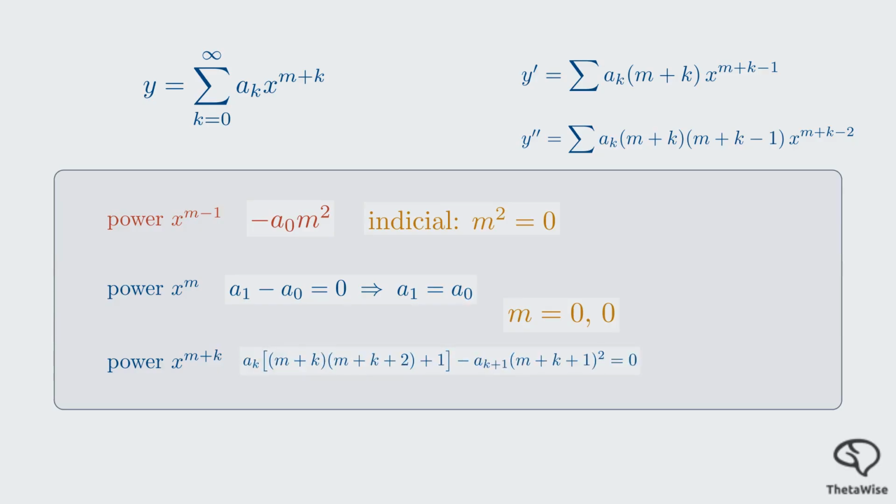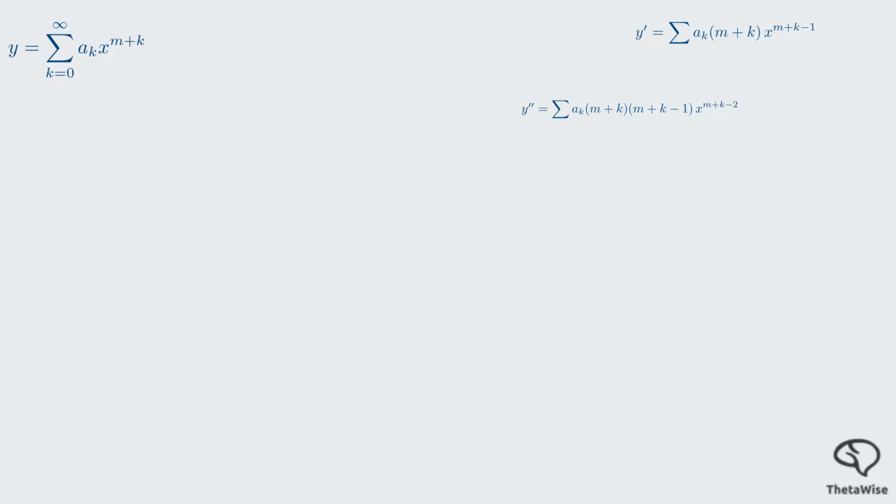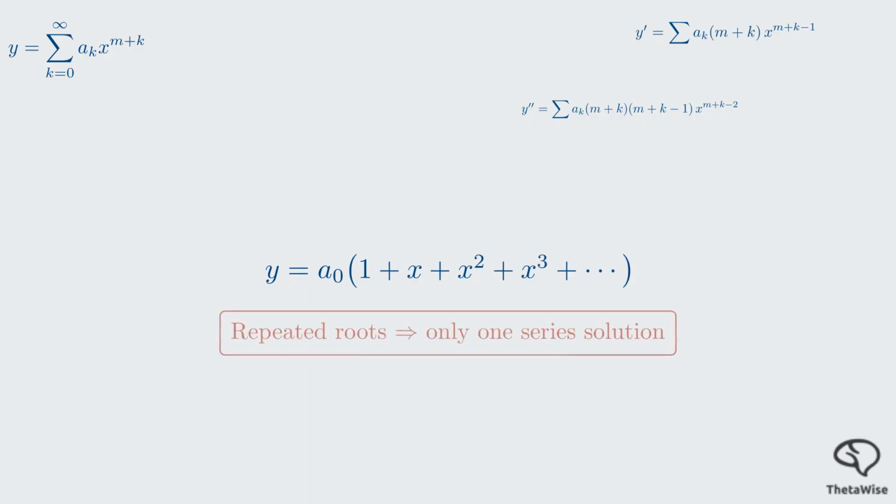For a general power, the notes obtain a sub k times the bracket m plus k plus 1 minus a sub k plus 1 times m plus k plus 1 squared equals 0. Substituting m equals 0 simplifies the bracket to k plus 1 squared. So a sub k plus 1 equals a sub k. Therefore, the displayed series is a sub 0 times 1 plus x plus x squared plus x cubed, and so on. Because the indicial roots coincide, this calculation supplies only one solution. A second solution requires the repeated root theory.